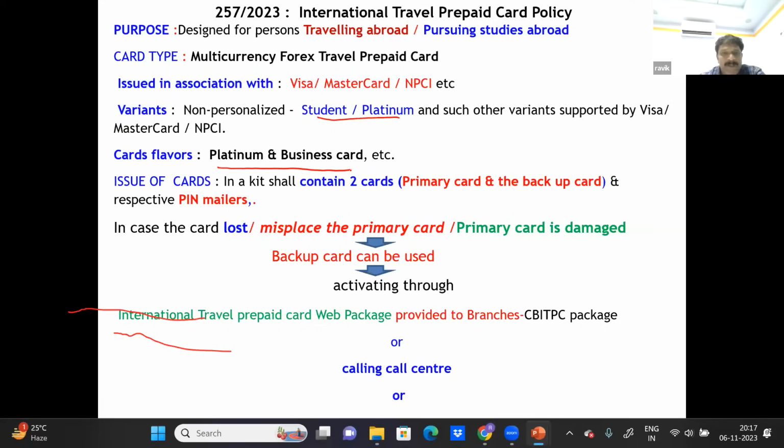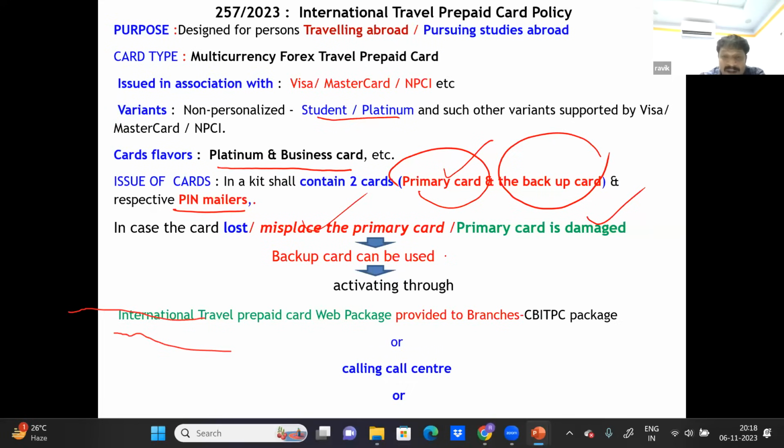When this card is issued, remember, for the international card, two cards will be issued. One is the primary card, another is the backup card. Two cards. If the primary card is lost, misplaced, or damaged when he is in America, how will he immediately get a card? It is very difficult. So that's why the bank will give him two cards and two respective pin mailers also. If the primary card is damaged or lost, then the backup card can be used immediately.